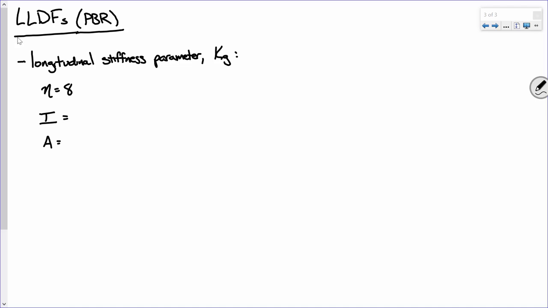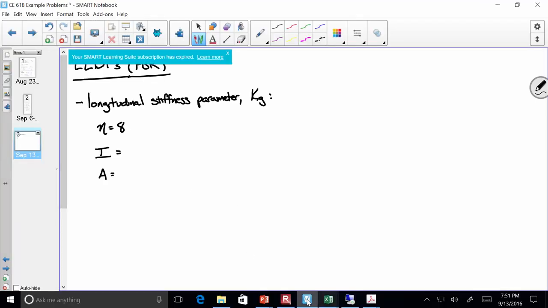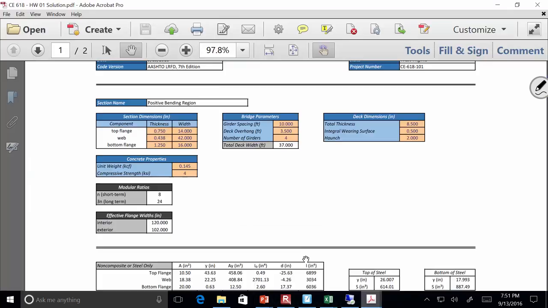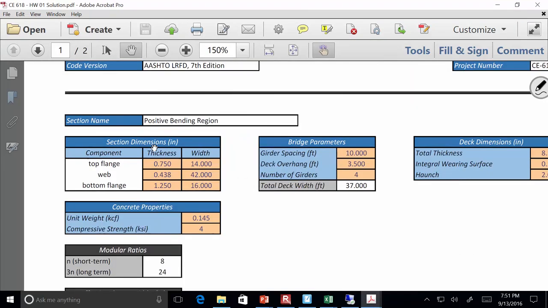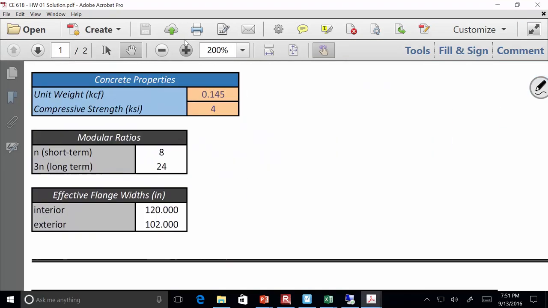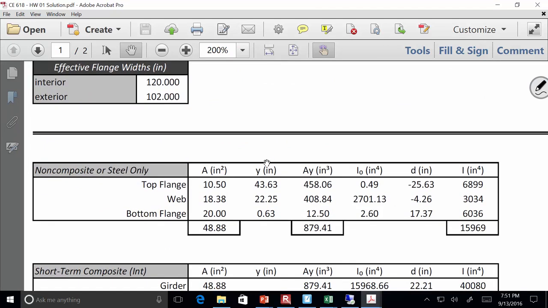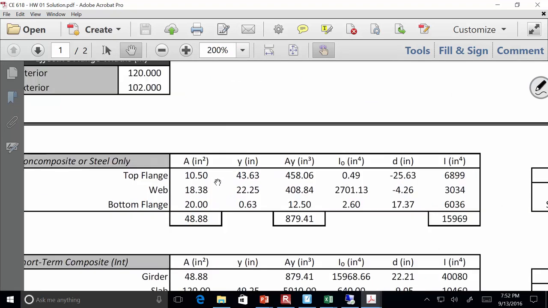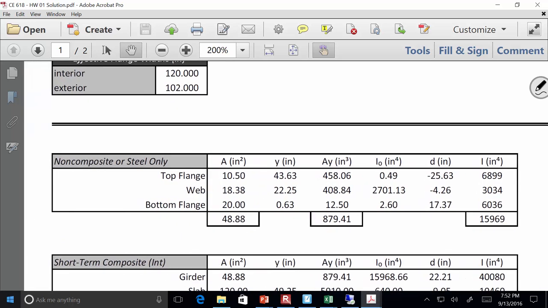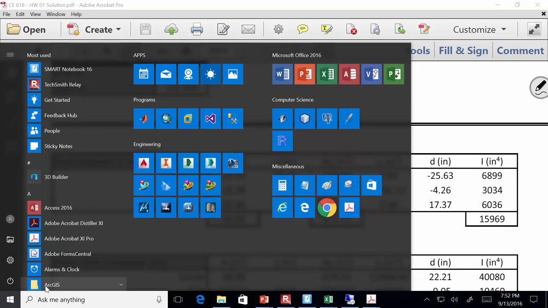Now, if I go to my spreadsheet, in fact, I might even copy and paste a little bit. Let's see if I can make that work. Okay, this is the positive bending region, and I'm going to scroll down a little bit. And here are my section properties for the non-composite section, right? Right here. Let me pull something up.